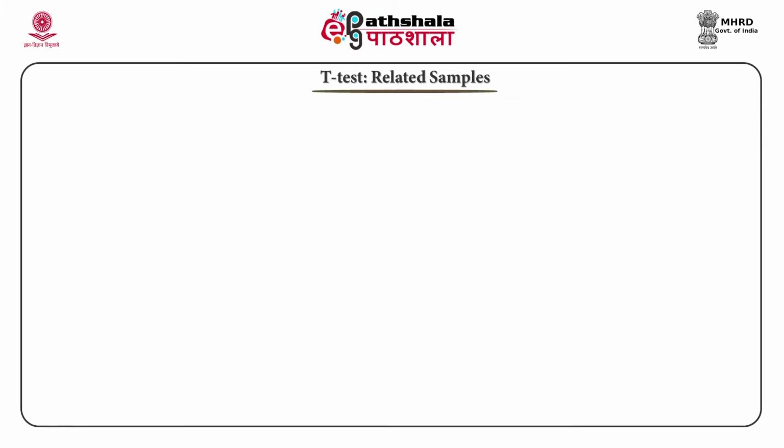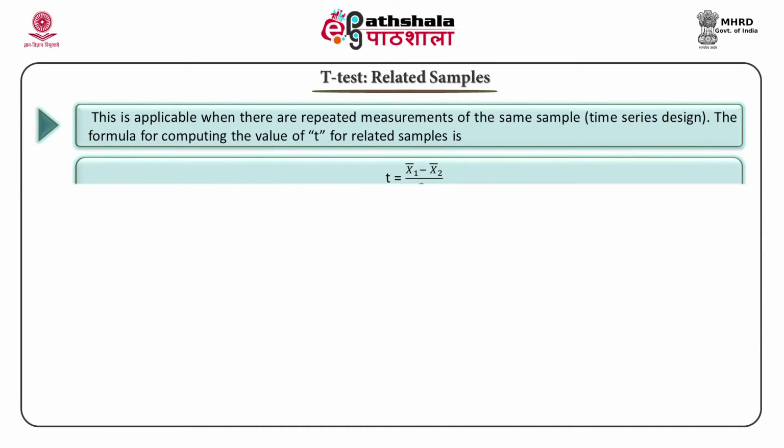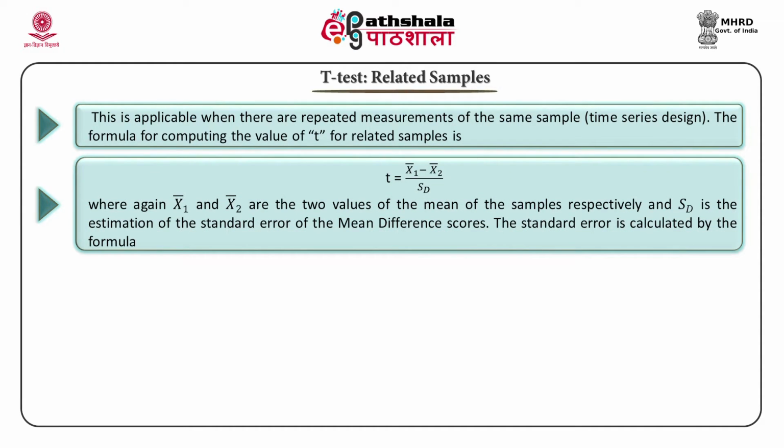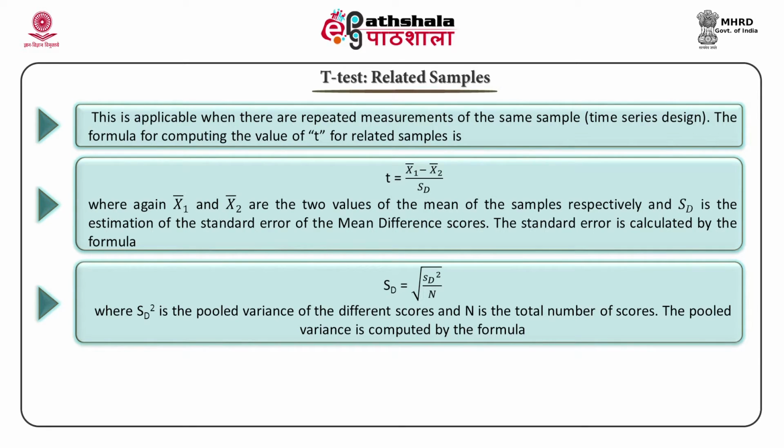The t-test of related samples. This is applicable when there are repeated measurements of the same sample, that is, a time series design. The formula for computing the value of t for related samples is t is equal to x̄1 minus x̄2 divided by SD, where again x̄1 and x̄2 are the mean values of the samples respectively, and SD is the estimation of the standard error of the mean difference scores. The standard error is calculated by the formula square root of SD² by n, where SD² is the pooled variance of the difference scores and n is the total number of scores.